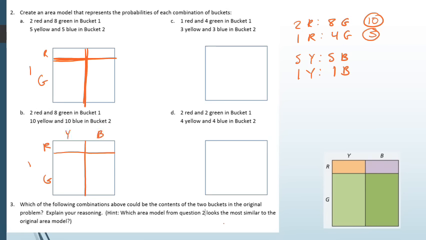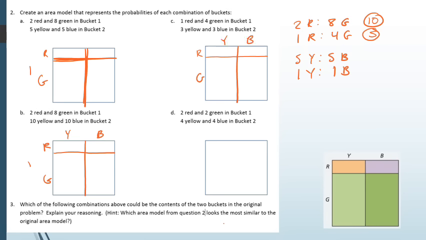And now we're moving over to C, 1 red and 4 green in bucket 1. So notice I'm pulling out here 1 red and 4 green. I can't simplify that any further. So I'm going to divide this into 5 sections so that I can make it 1 red and 4 green. And again, you can also set it up like this, where you have just all the greens clumped together, and then 3 yellow and 3 blue. And I notice that's the same as that 1 to 1 ratio, so I have yellow and blue right here.